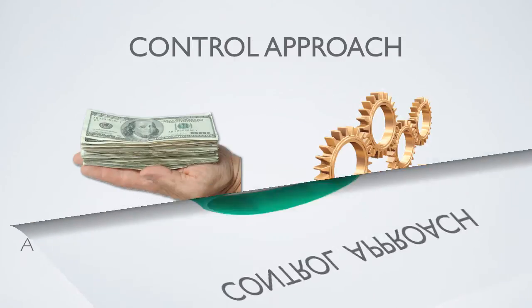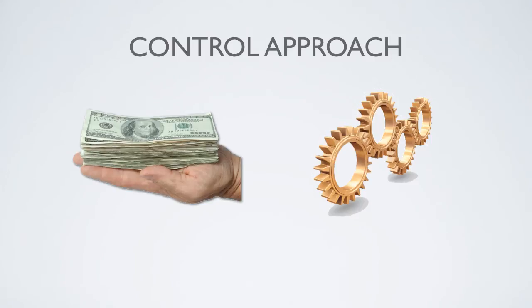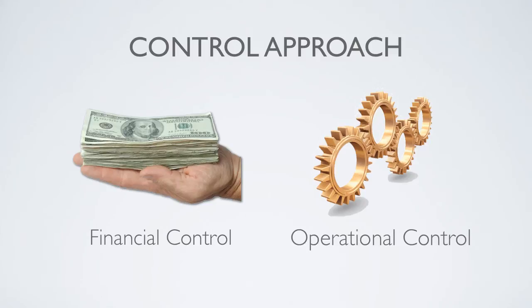The GHG protocol and the ISO standards have defined two different types of control which can be used to set operational boundaries: financial control and operational control. Thus, the control approach for setting organizational boundaries is further subdivided into the financial control approach and the operational control approach.